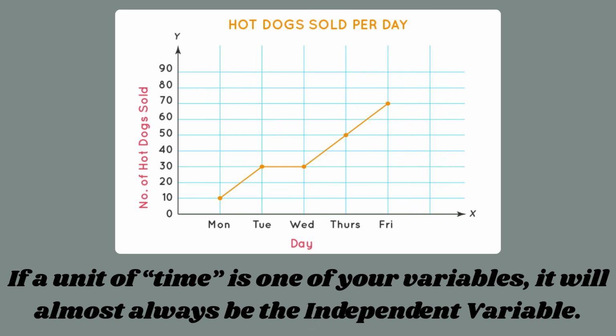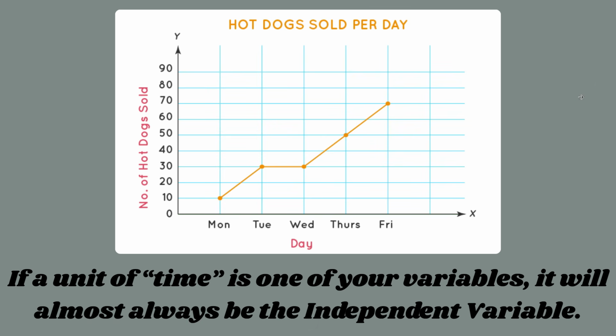And here's a really big tip for you. Generally speaking, if time is one of your variables, in this case days, it's almost always going to be the independent variable. There are other circumstances where that might not be true, but in general, if time, so seconds or minutes or days or months or years, is one of your variables, it's almost always going to be your independent variable, and you'll graph it on your x-axis.